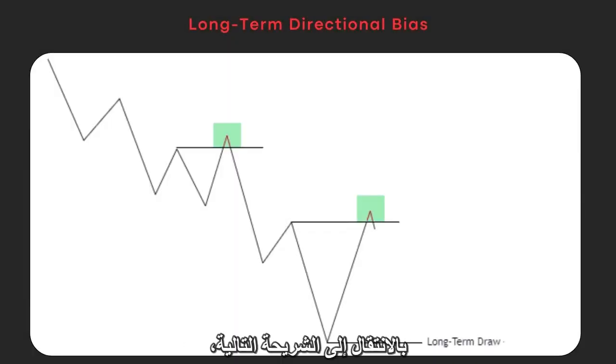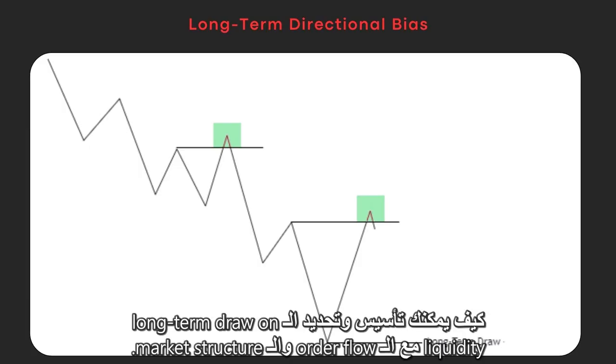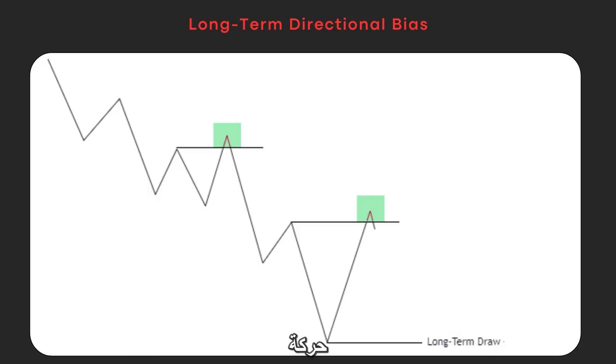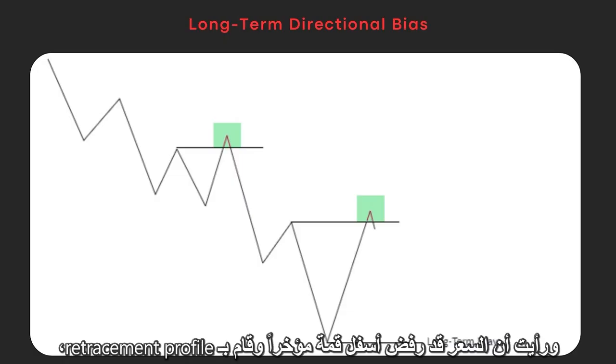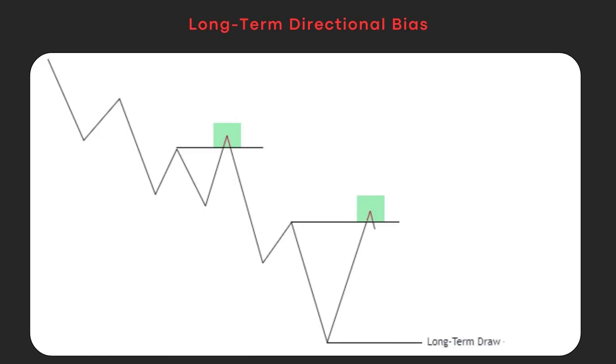Moving on to the next slide. Here's how you can establish and determine long-term drawn liquidity with order flow and market structure, right? This price action could be on any single time frame, it doesn't matter. If you determine the order flow to be bearish and you say that price is rejected below a high recently and made a retracement profile and that retracement profile has ended, then the next major down liquidity for you in that sort of price action would be the low that price formed, right?